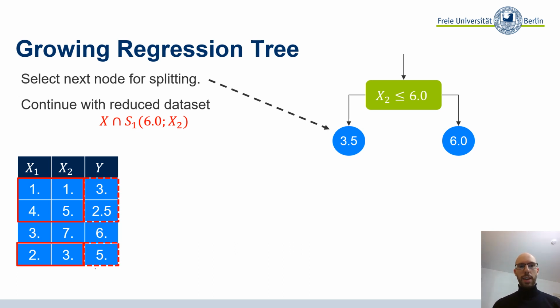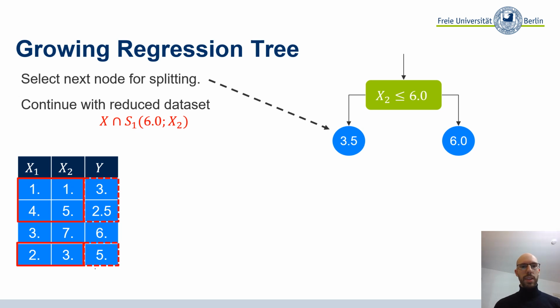The first thing is we reduce our data set to x intersected with S1 of 6.0 and x2. So we select all points from our data set which lie in the region of this node. In this case, it's really simple because those are simply all the points for which x2 is smaller or equal to 6.0. So we take our original data set over here and we select all the data points for which x2 is smaller or equal 6.0.